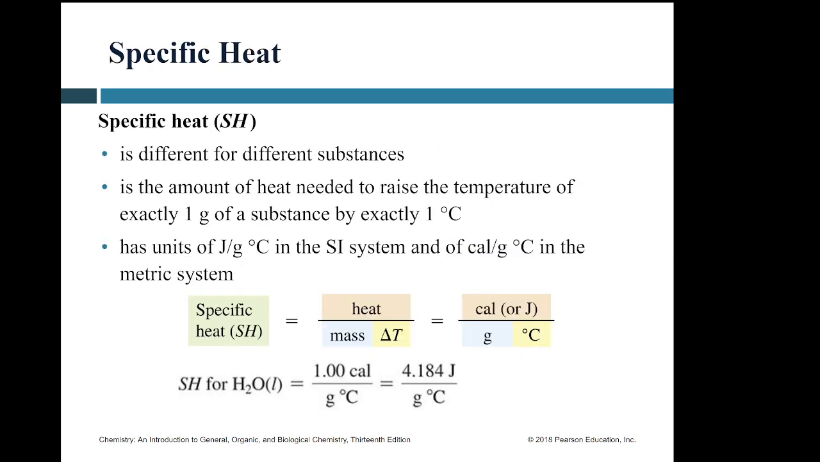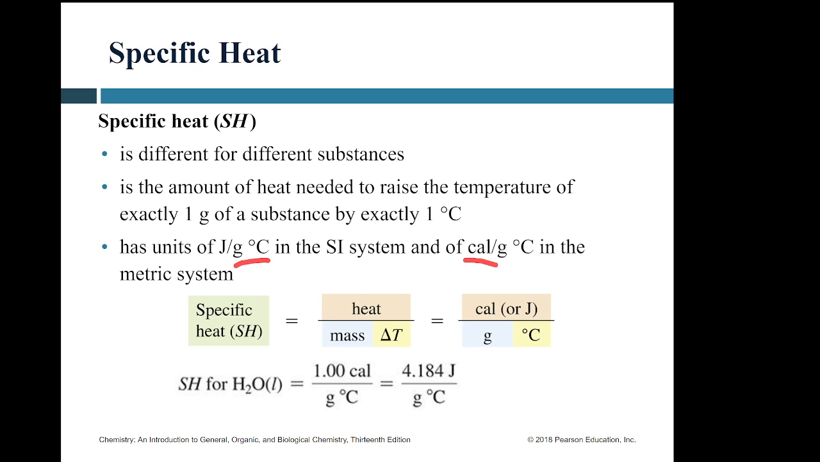Okay. So specific heat. This is going to be different for different substances. It's going to be the amount of heat that's needed to raise the temperature of exactly 1 gram of substance by exactly 1 degree Celsius. It has units of joules per gram degree Celsius. Both those terms are on the bottom, by the way. That's for the SI system. The metric system has calories per gram degree Celsius. Big difference being calories versus joules, right?